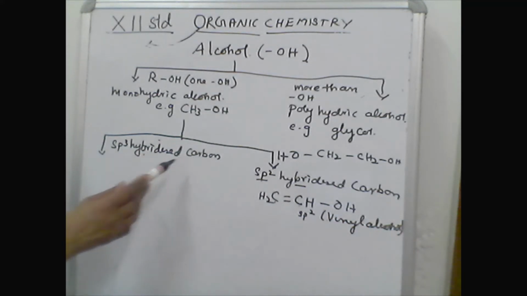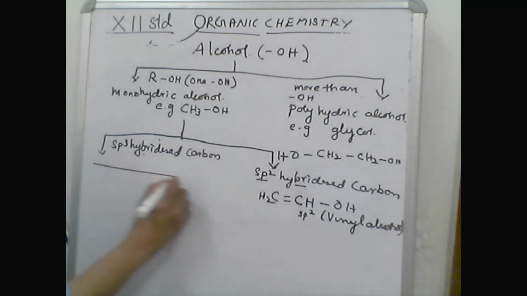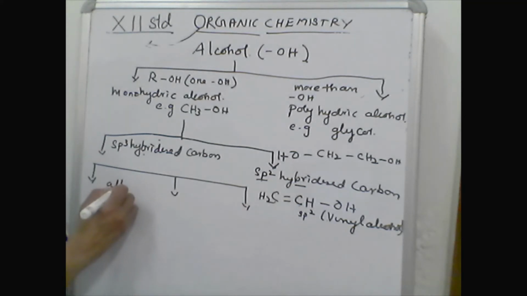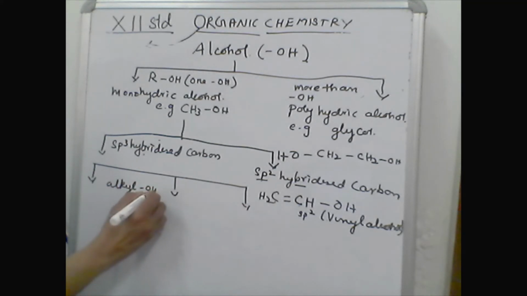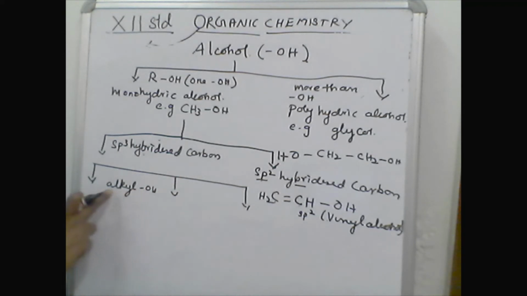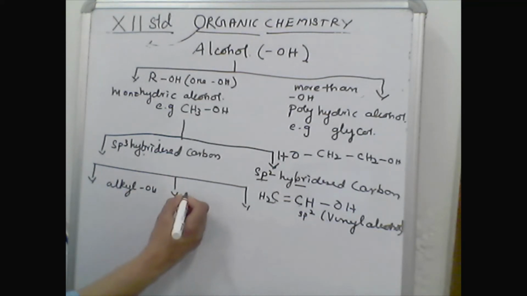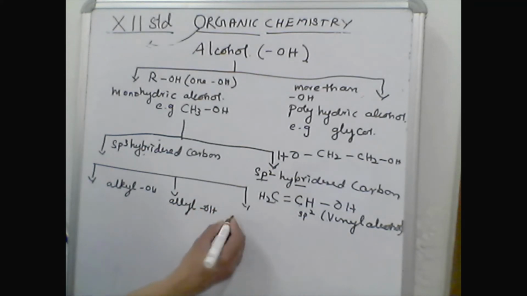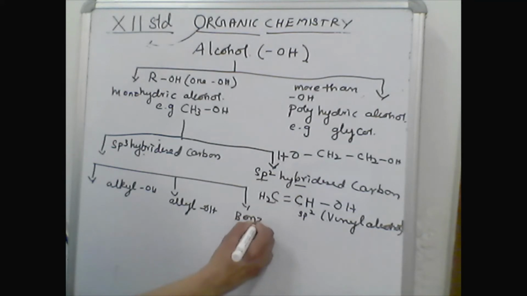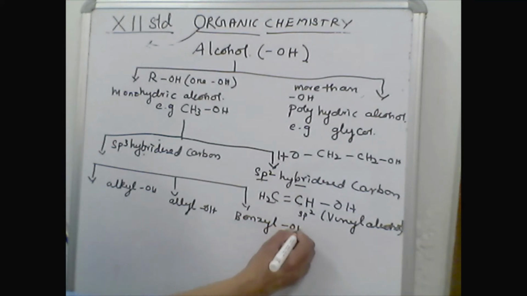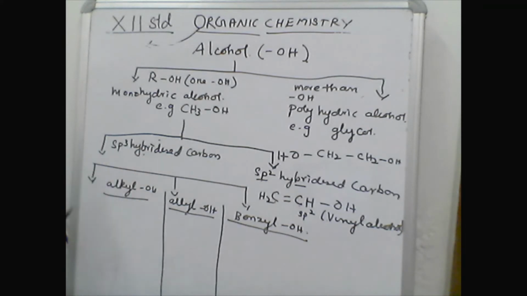Again, sp3 hybridized carbon can be divided into three types. One is alkyl attached OH, so the OH will be attached to the alkyl group. The next one is allyl attached OH, and the third one is benzyl attached OH. For the sp3 carbon, we have three types of carbon: primary carbon, secondary carbon, and tertiary carbon.